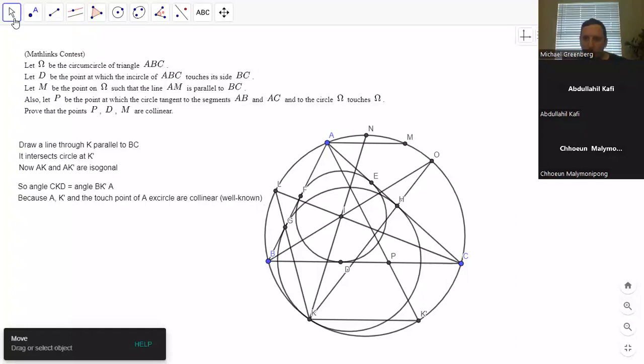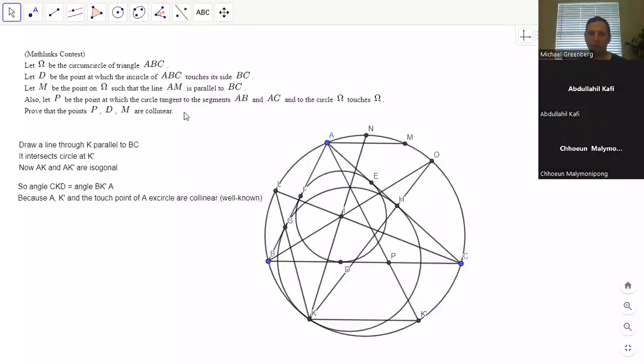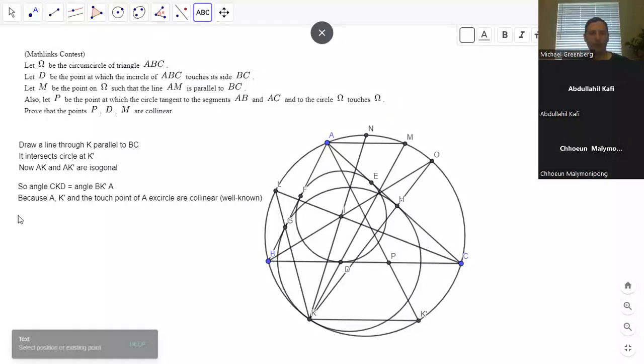Okay. So once we know that, there's a symmetry that shows that K, D, and M are going to be collinear. Because if A, K prime, and P are collinear, then if you reflect them all over the perpendicular bisector of BC, then K, D, and M have to be collinear, right? So if we use that fact, then P, D, and M are collinear.